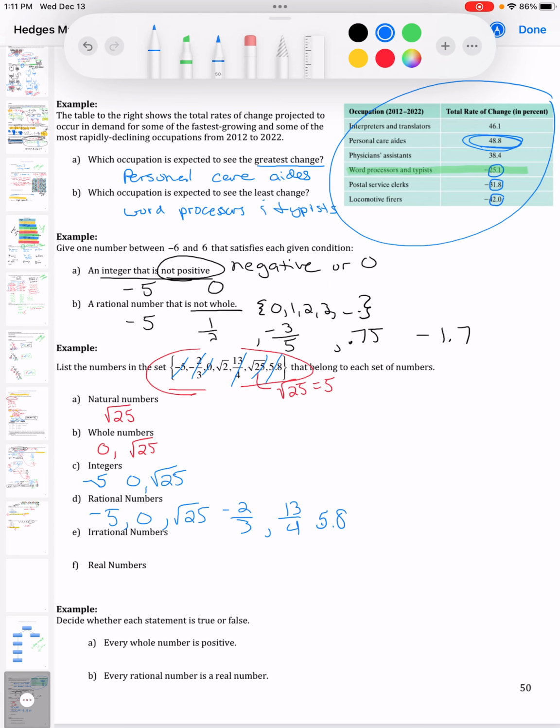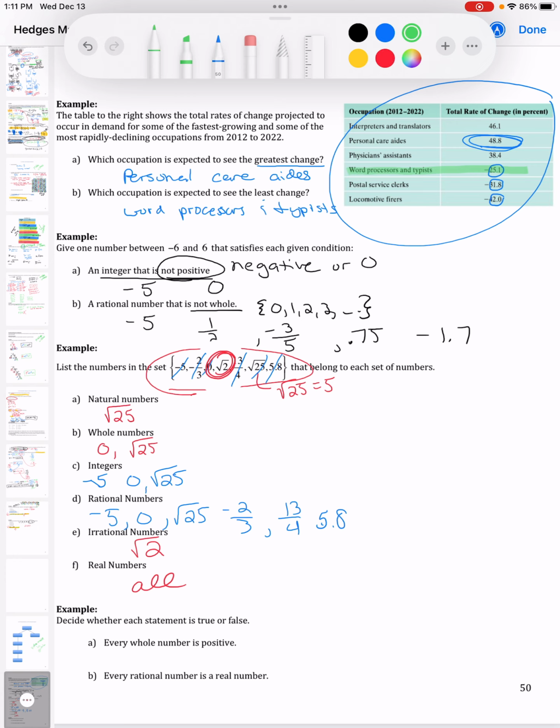Now, irrational numbers are the only ones where we're not going to see the list growing. You cannot be rational and irrational. You are one or the other. There's no number that falls into both camps. So the only irrational number is the one we haven't used, the square root of 2. And then all the numbers we're dealing with are real numbers. We're not looking at anything outside the real number system, so they're all real numbers.